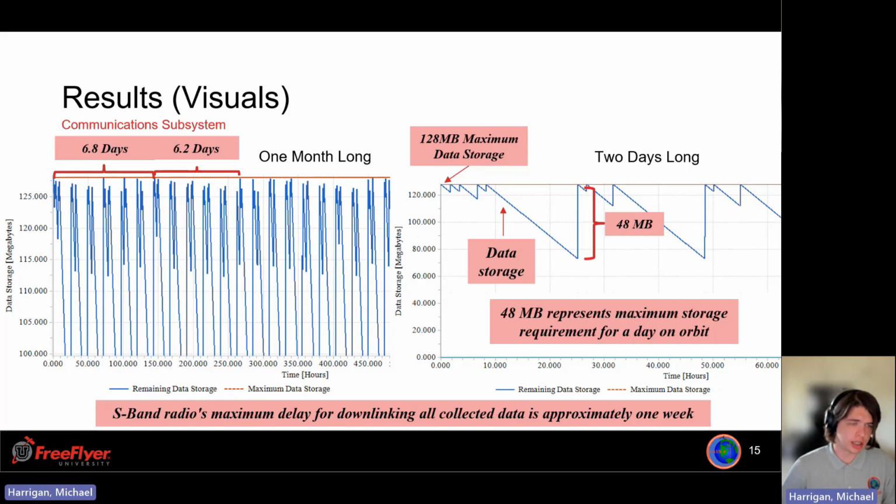Looking at the 1 month long side of things now, we use approximately 7 days to get all the data down. This varies slightly throughout the month, but when looking at the year-long thing, this data was pretty comparable.